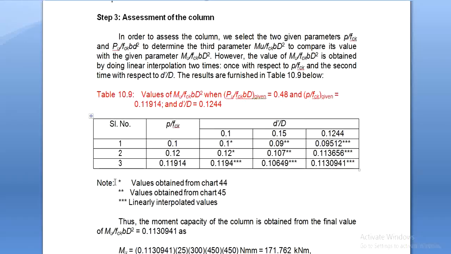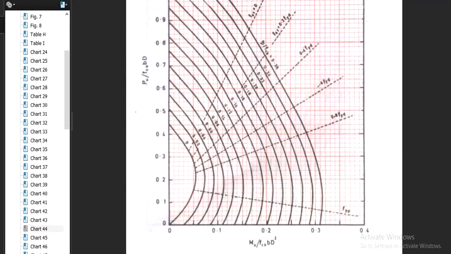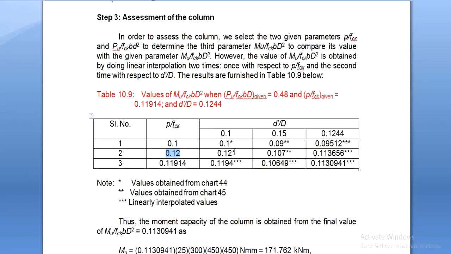Okay, so for your clarification, they have given the values obtained from chart 44, chart 45 and linear interpolation values with single, double and triple star marks. Again, if I take the same chart, that is d dash by d as 0.1, and if I obtain the Mu divided by fck bD square value for the 0.12 curve, meaning the next curve, I have to consider this curve. So 0.48 till this curve I have come, and then I have obtained the value for Mu by fck bD square. It will come around 0.12 only.